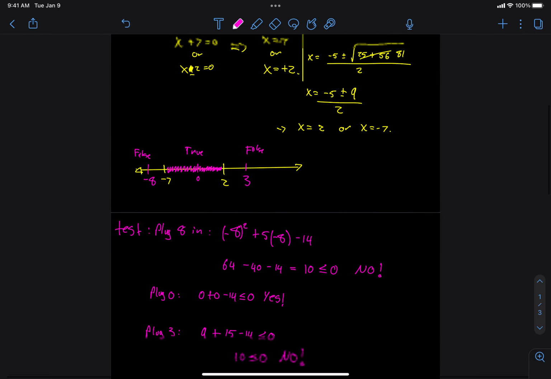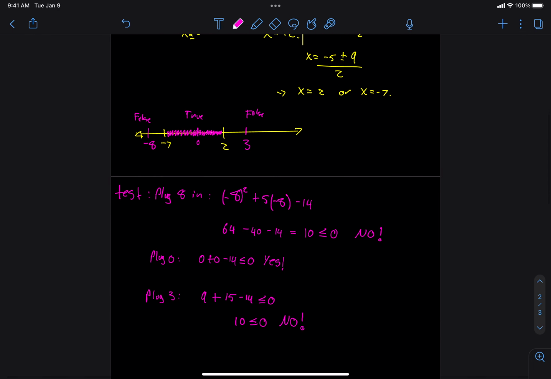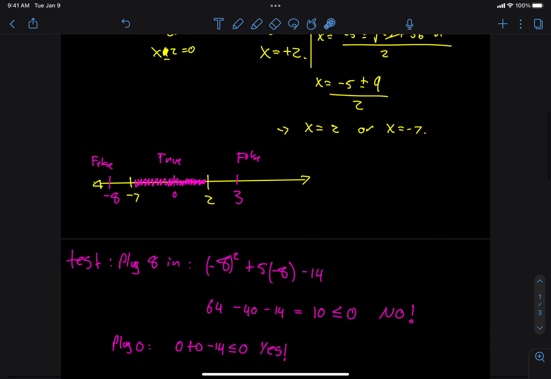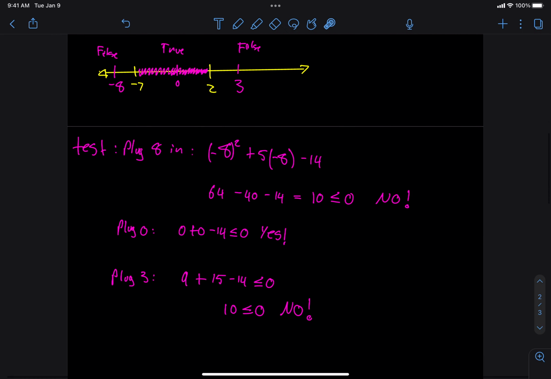So is there anything else I need to consider for this problem? Yeah, it's greater than or equal to kind of thing. It's equal to. That's right. I've left something off of my graph here, right? Namely, I should have either an open circle or a closed circle at -7 and 2. Which one is it going to be? It's going to be a closed circle.